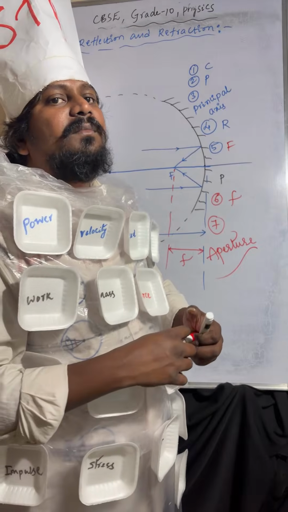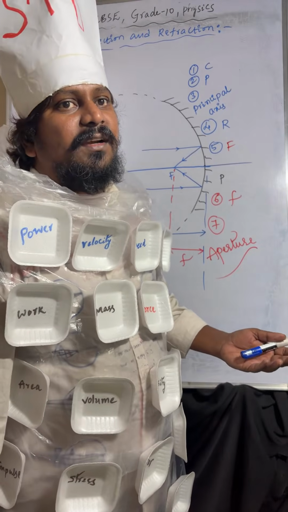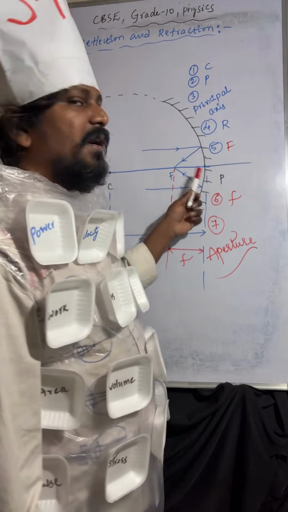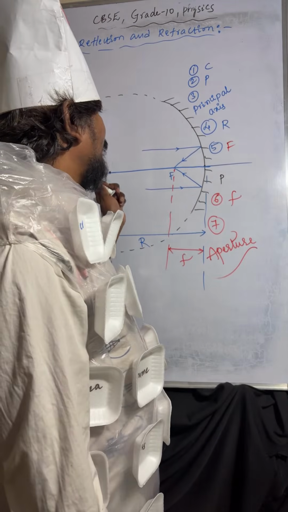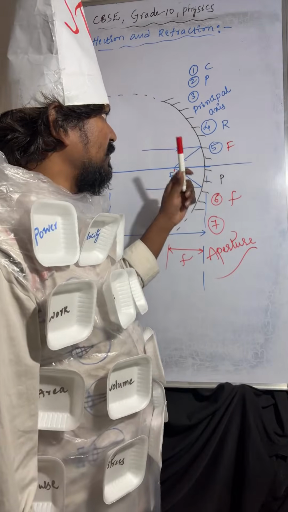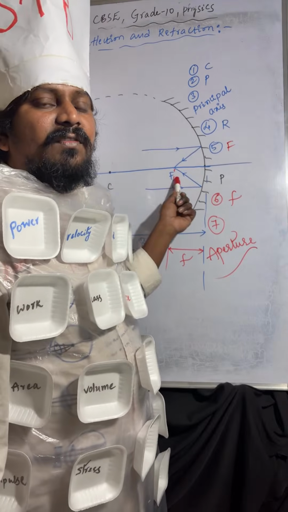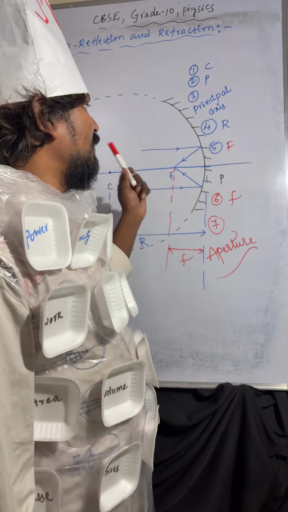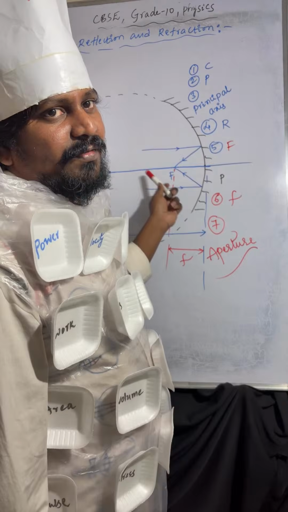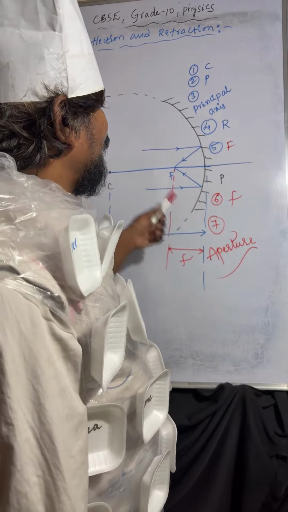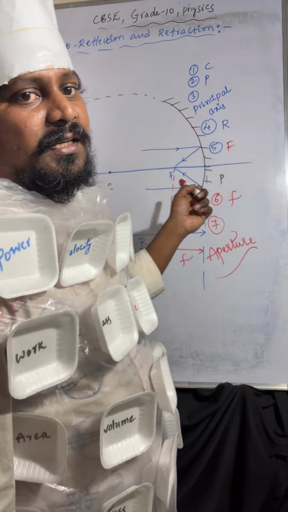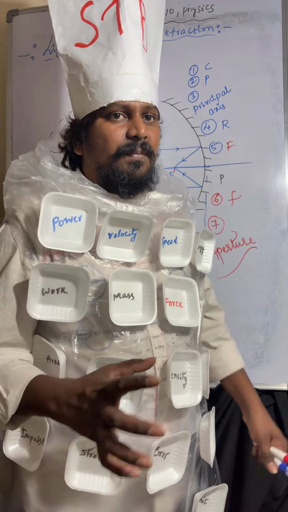So these are the terms related to spherical mirror. Once again, the center of the imaginary sphere in which the mirror is a part is the center of curvature. The midpoint of the mirror is called pole. The line joining the center of curvature and pole is called principal axis. The distance between center of curvature and pole is called radius of curvature. After reflection, all light rays meet at one point on the principal axis called focus, and the distance between focus and pole is called focal length. The width or diameter of the reflecting surface is called aperture.